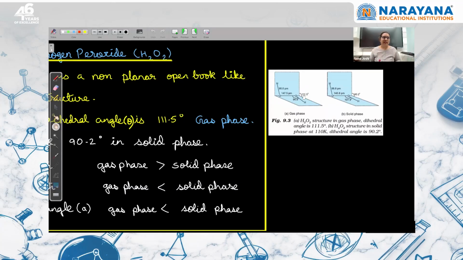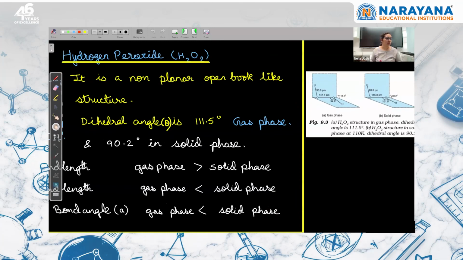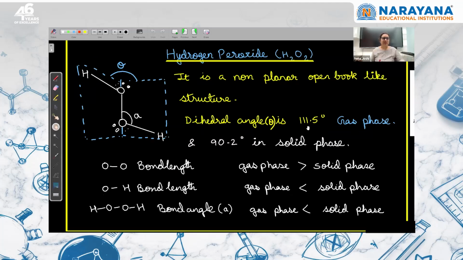In gas phase, the dihedral angle is greater than the OOH bond angle, which is 94.8. Whereas in solid state, this bond angle is greater than the dihedral angle. Okay? So just observe this comparative diagram which is shown in NCERT. It can be asked. So dihedral angle in gas phase is 111.5, whereas in solid phase it is 90.2.